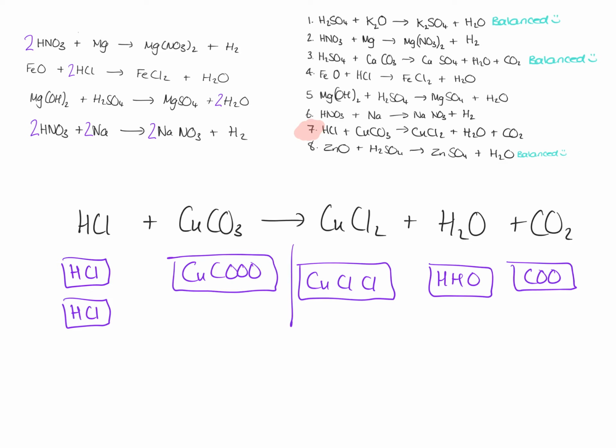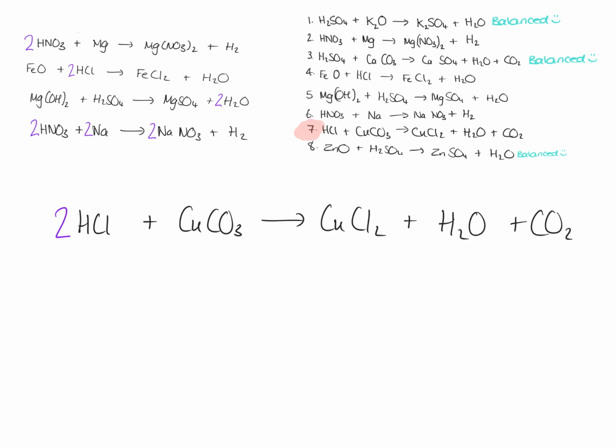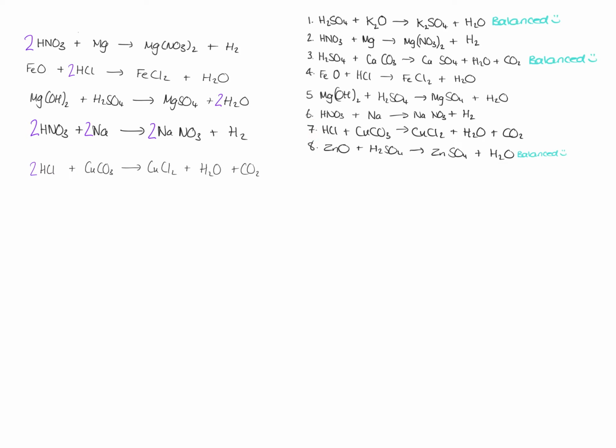Oxygen, we've got 3 oxygens going in and we've got 3 oxygens coming out. And now you can check everything again, but just by doubling up that hydrochloric acid, you've balanced the entire equation. So we need 2 in front of the HCl, and we leave everything else as it is. And that's your balanced symbol equation for number 7.